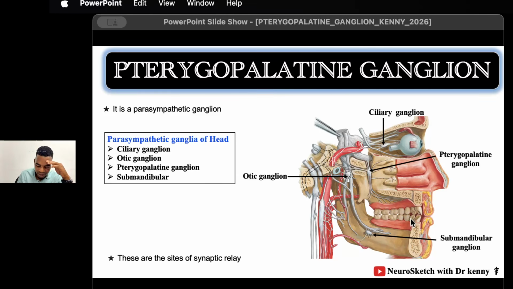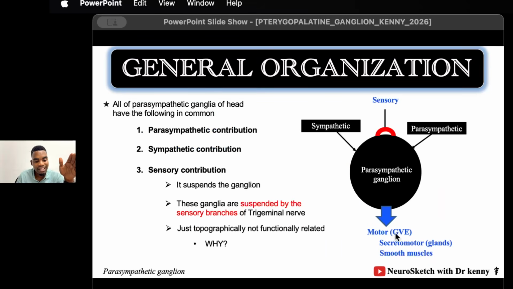Now, what is the general organization of these parasympathetic ganglia? We've seen already that every parasympathetic ganglion has three main contributions: the sympathetic contribution, the parasympathetic contribution, and the sensory contribution. Remember that the sensory contribution is mostly a topographical connection rather than functional, meaning that it suspends the ganglia. We have said the parasympathetic ganglia of the head are suspended by the sensory branches of the trigeminal nerve. Today we're seeing the pterygopalatine ganglion, which is suspended by the second branch of the trigeminal nerve, called the V2 maxillary nerve.